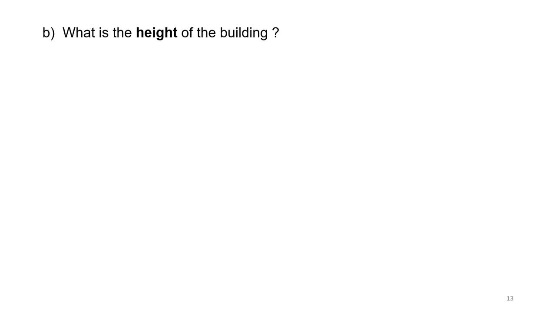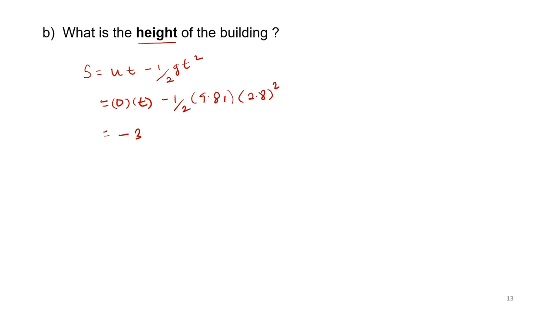Now question B, what is the height of the building? We use the equation S equal UT minus half GT squared. Substitute U multiply T, we get 0, U is 0, multiply T, minus half G 9.81, time 2.8 second, and then we calculate, we get height negative 38.46 meter. Negative sign because displacement is downward.